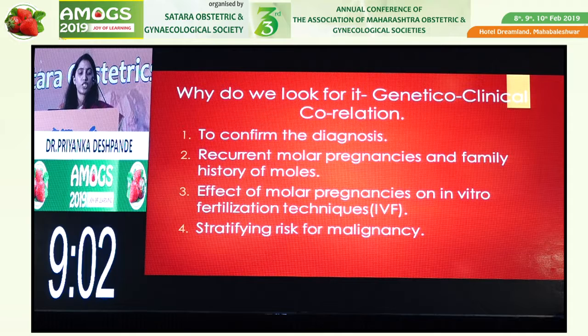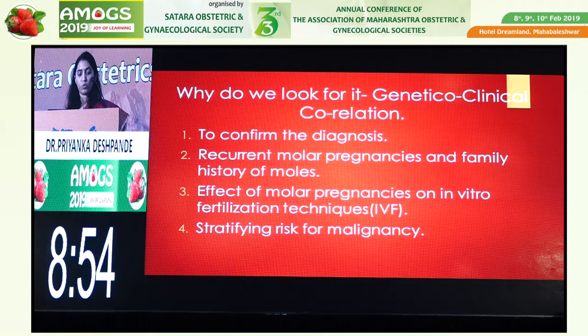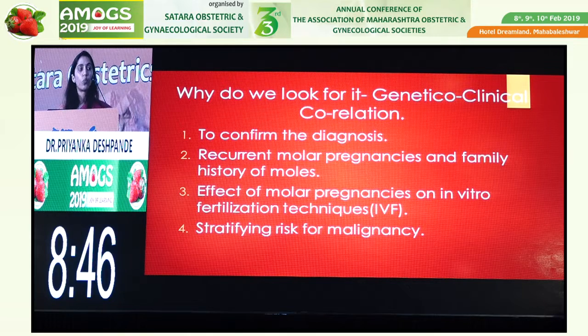Next comes the question, why, after how? Why do we look for genetic testing, and what is a clinical perspective into genetic testing of hydatidiform moles? So the 4 important things that we need to remember when we think of genetic testing in moles is A, to confirm the diagnosis. 1, whether it is a partial mole or a complete mole, and second and most important, whether it is a molar pregnancy to begin with.